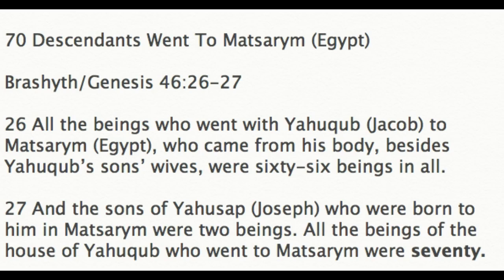Mitzrayim, or what's commonly known as Egypt, and the corresponding verses are in Brashayath, or Genesis chapter 46 verses 26 through 27, where it says, all the beings who went with Yaakov or Jacob to Mitzrayim, Egypt, who came from his body, besides Yaakov's sons' wives, were 66 beings in all. And the sons of Yahusha or Joseph, who were born to him in Mitzrayim, were 2 beings. All the beings of the house of Yaakov who went to Mitzrayim were 70.